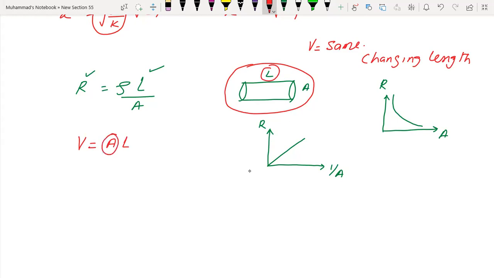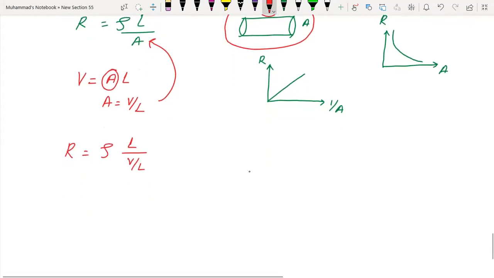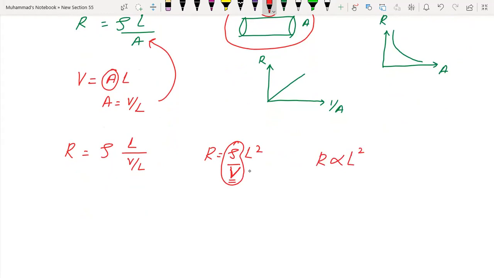So if we put area as V by L from this relationship over here, then we will get rho L divided by V by L. Then the resistance is rho L square by V. You know that rho is the resistivity of the wire that is kept constant, the same for the same wire, and V is kept constant over here.